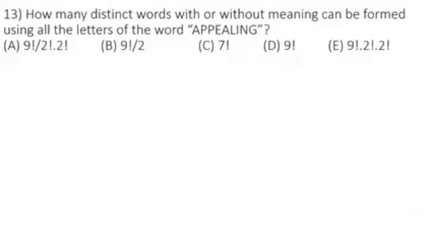How many distinct words, with or without meaning, can be formed by using the letters of the word APPEALING? In APPEALING, A is repeated how many times? 2 times. P is repeated how many times? 2 times. Are any other letters repeated? We need to check. Nothing else is repeated here. So how many letters are there in total? 9 letters. So 9 factorial, and the repeating letters should be divided out. That is 9 factorial divided by 2 factorial, 2 factorial. So the answer is A here.